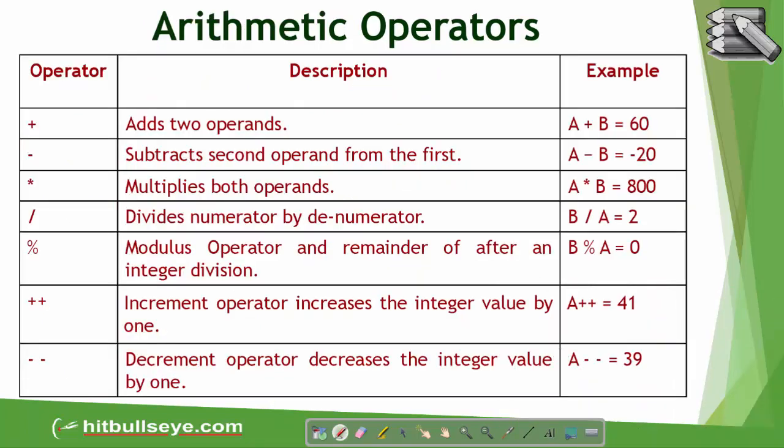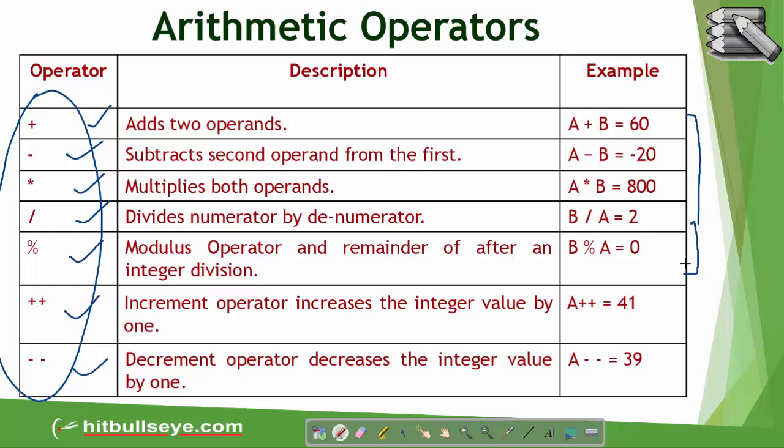Begin with the arithmetic operators. The table shows here the types of arithmetic operators. Right, for example, this is the addition operator that adds two operands, then subtraction, multiplication, division, modulo, increment operator and decrement operator. We can say that these five are the basic arithmetic operators.